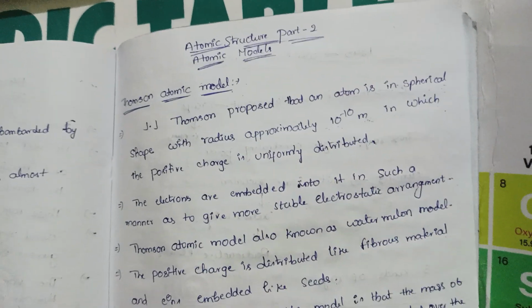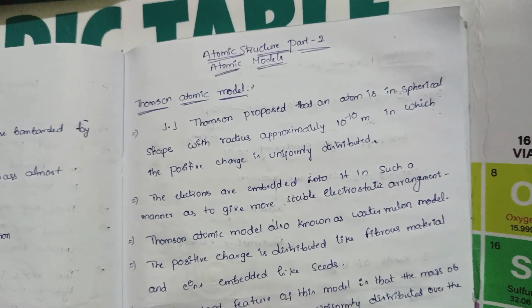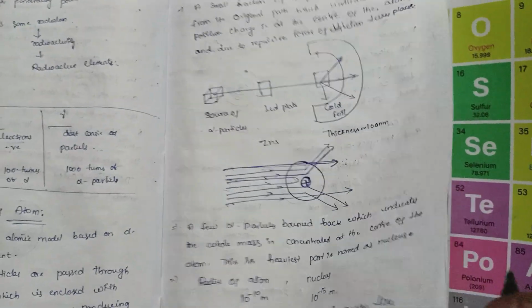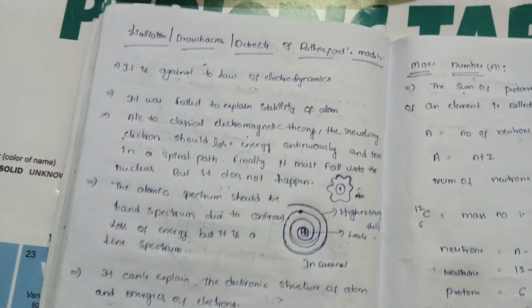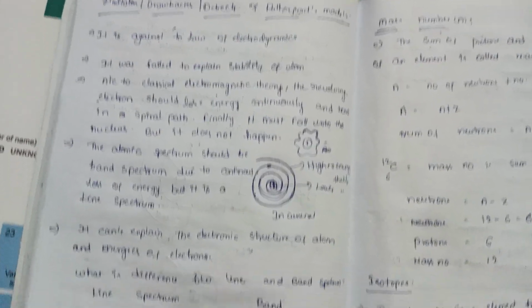This was about atomic models. That is, one is the Thomson atomic model, and the other is Rutherford's atomic model and its limitations.